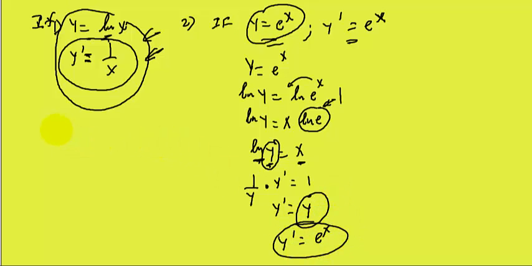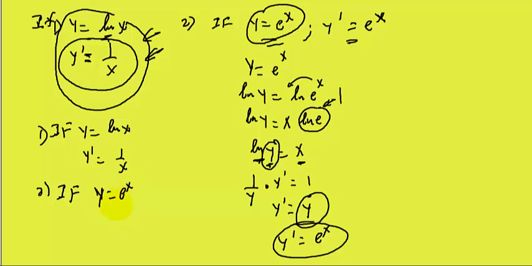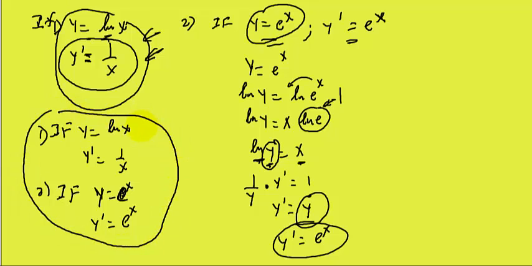So the two most important rules for this section, logarithms: if y is equal to ln of x, then y prime is 1 over x. Memorize it. And second, if y is equal to e to the x, then y prime is equal to e to the x. Now, this is why we use ln in calculus rather than other bases. I'll show you why in a quick second.